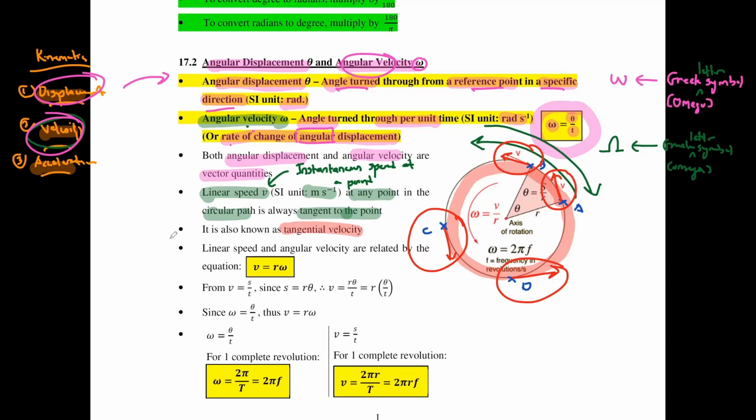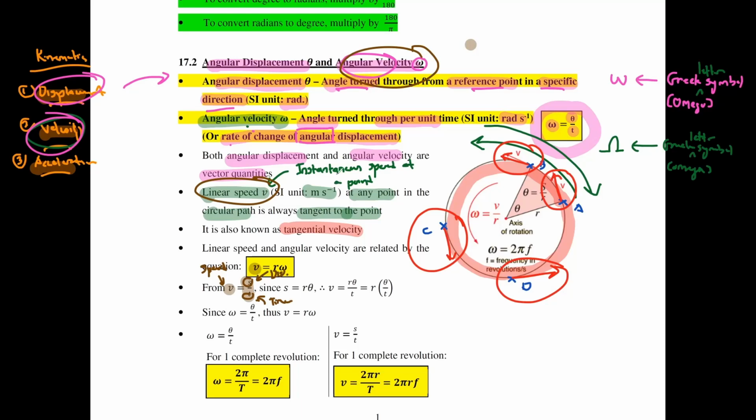Now there's an equation that you will often use when you want to relate angular velocity and linear speed together. That one is v equals r omega. The relation between linear speed and angular velocity is this equation. This one you use quite often. Now, how do you get v equals r omega? It is obtained from your equation v equals s over t. This one is speed, then this one is distance, and then this one is time, right?